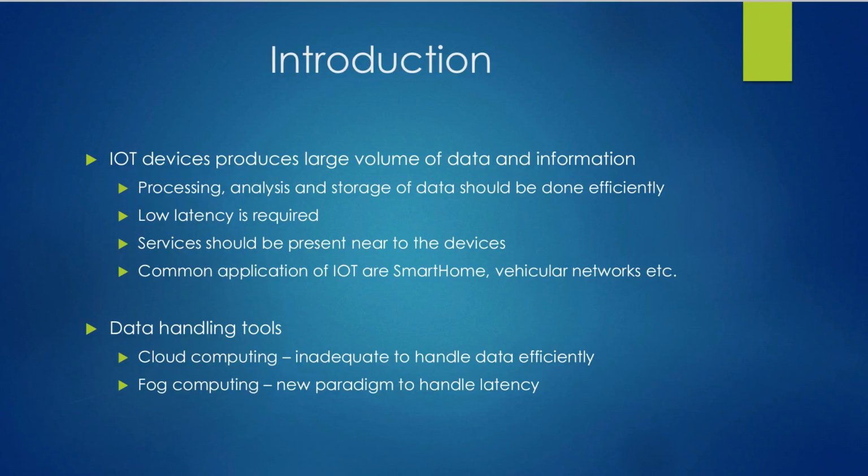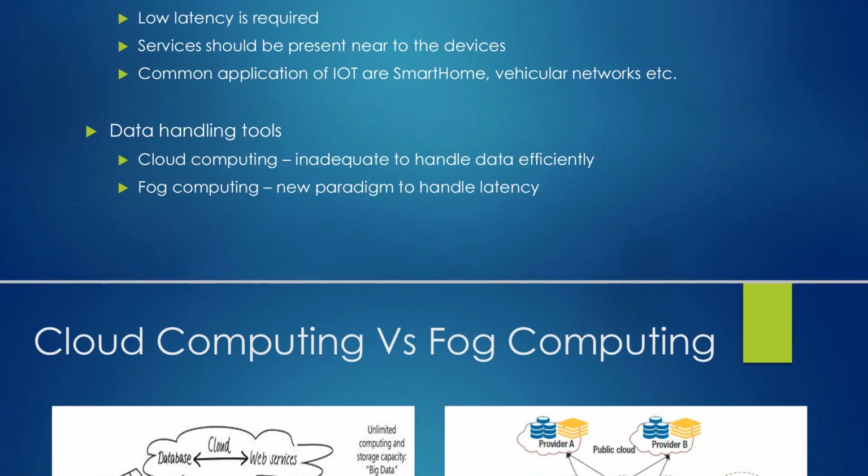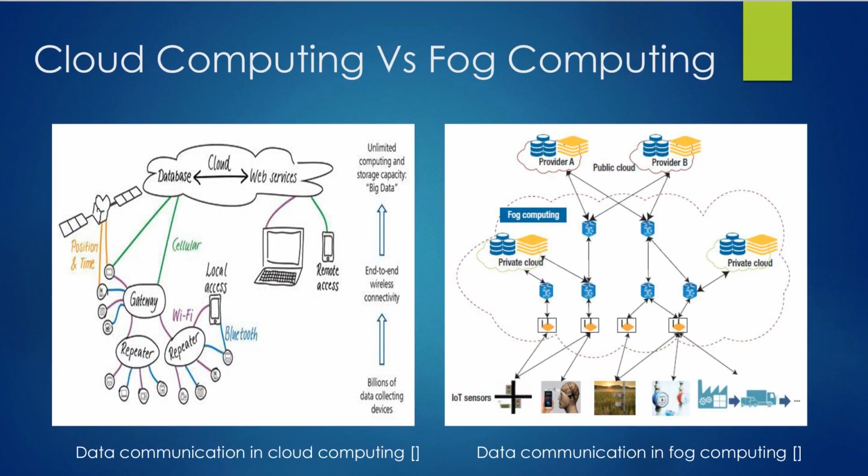So let's go further into cloud computing and fog computing. Let's discuss their data communication channels. You can see here the end devices, the local access and Bluetooth, and then you can see the repeaters. There are a number of repeaters before reaching the gateway. Then we have different gateways, and then we have a cellular internet connection that will take it to the cloud. So it will take quite a large amount of time. It's a long journey the data has to travel.